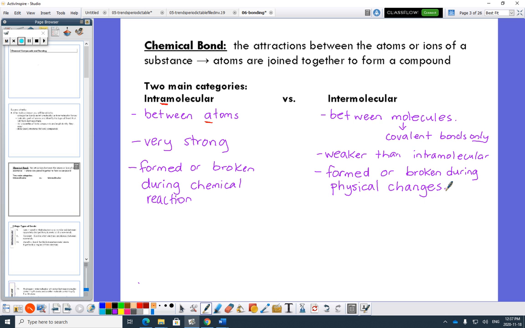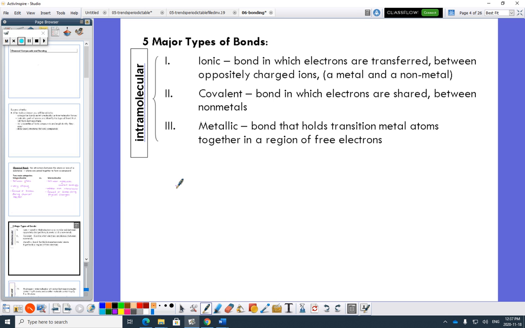So in grade 12, we're going to talk more about the actual amount of energy required for these changes. Again, sort of moving towards a more quantitative idea about chemistry. Okay, so there are 5 major types. So the first 3 are intramolecular: ionic, covalent, and metallic.